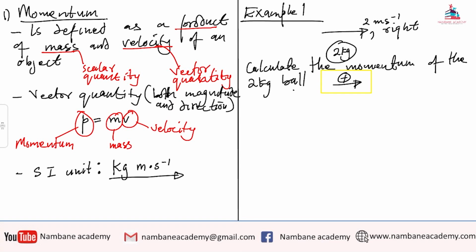Most people usually say write down your data. I like it because it basically puts everything into perspective. So I have the mass that is now 2 kg. Fine. Do I have v? Yes, I have v, which is 2 meters per second to the right. So what is the question? Calculate momentum. Then it's easy to say p is equals to m times v.